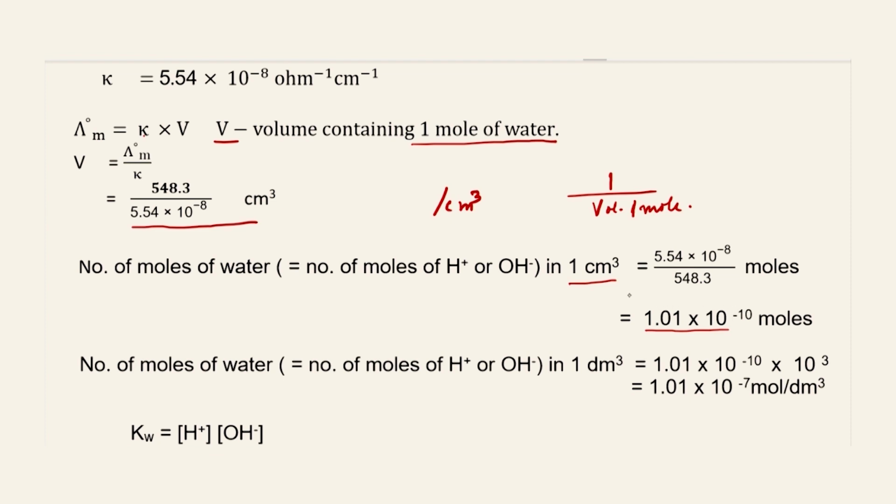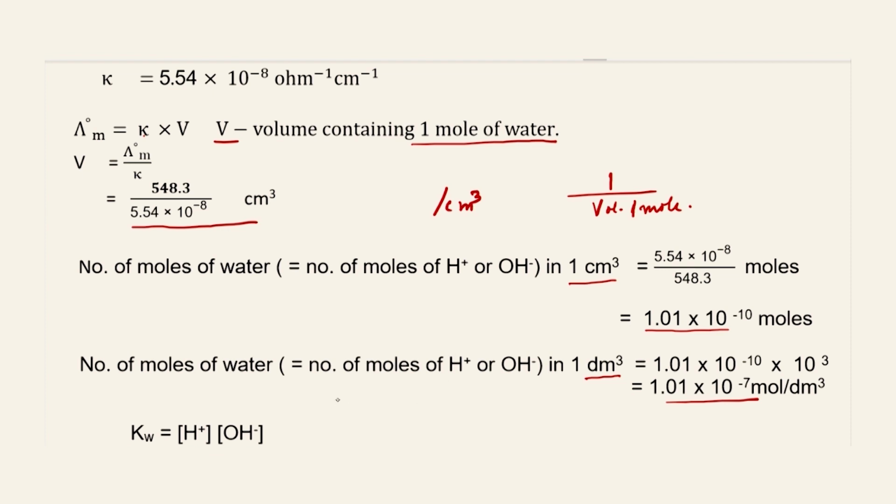Now, this is for 1 centimeter cube. If you have to convert that into decimeter cube, we are converting it because molar concentrations are represented in moles per decimeter cube, or you can call it moles per liter. Now, converting this into moles per decimeter cube, you have to multiply it with 10 to the power 3, and therefore, this becomes 1.01 into 10 to the power minus 7 moles per decimeter cube. Now, this is the number of moles of water. Number of moles of water is 1.01 into 10 to the power minus 7 moles per decimeter cube.